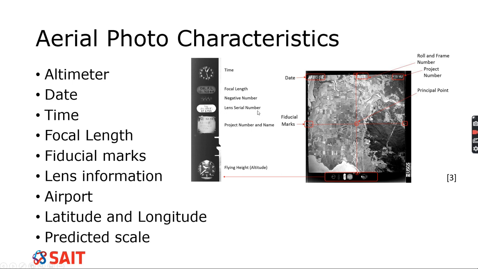It also includes the lens information, so you need to know what lens you were using on that camera. Then your project information and the flying height of the actual airplane itself, which is also really important. You'll also see latitude and longitude. You'll see a predicted scale on there, and what airport the plane is flying out of. You're going to see everything else up here that I have just listed. So a lot of information is around this. We call that metadata, and we'll talk about that in the other class.